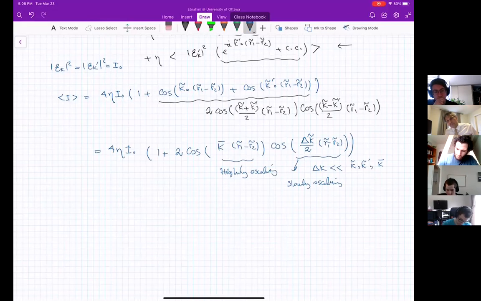Well, small changes in R1 and R2 will not cause too much change to the cosine of delta k divided by 2. Okay?